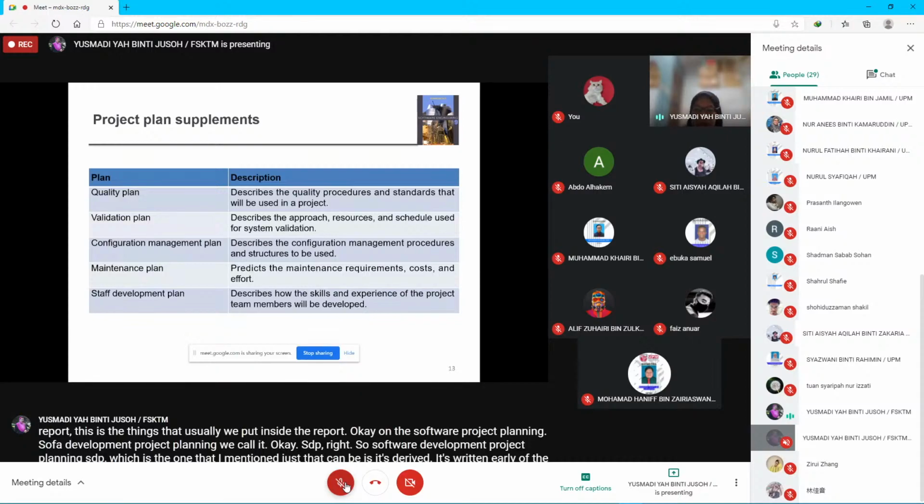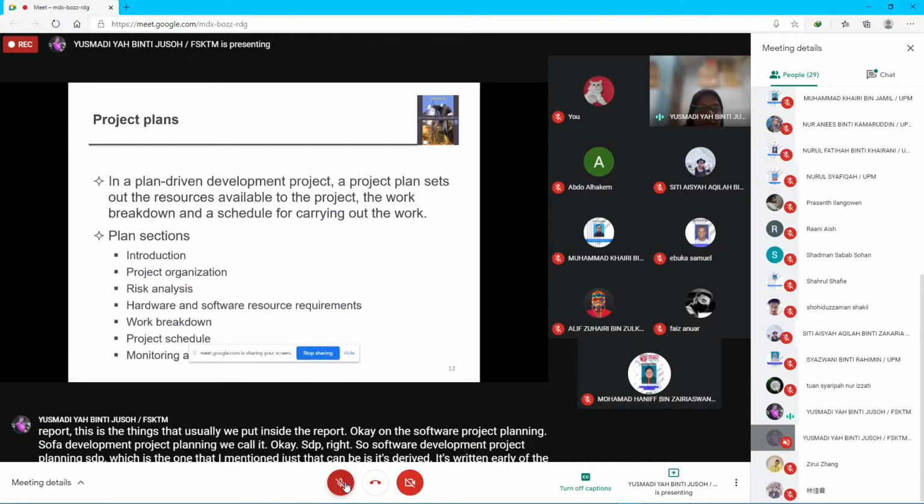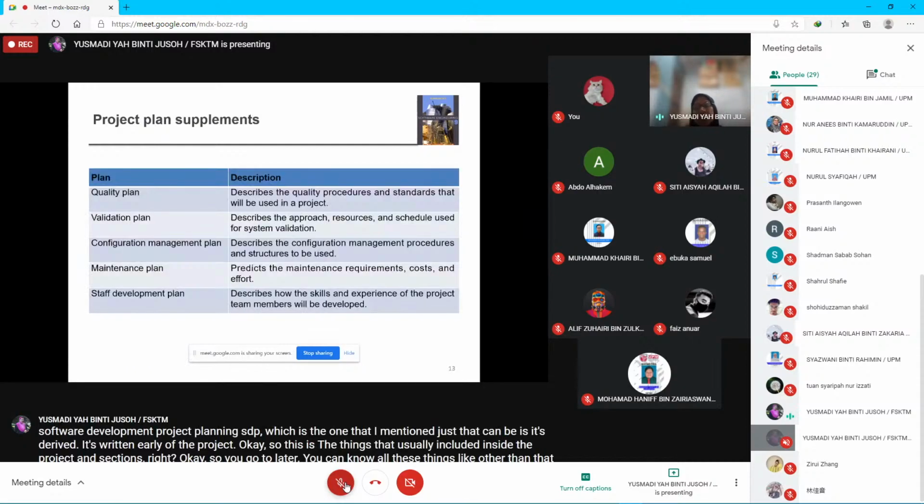Other than the important points mentioned here, 2, 4, 6 and 7, including the introduction, if you look at the IEEE project planning report documentation, they also include supplements. In your group project later, we advise you to include all this too. I will give the template later of what should be included in your project report.